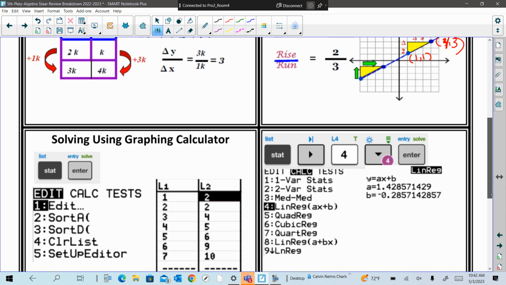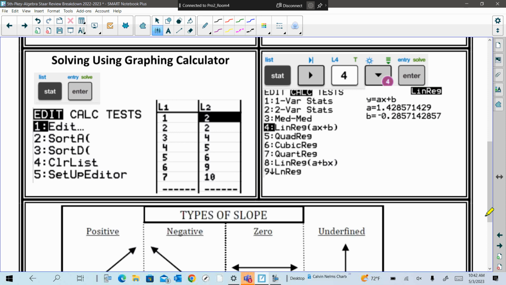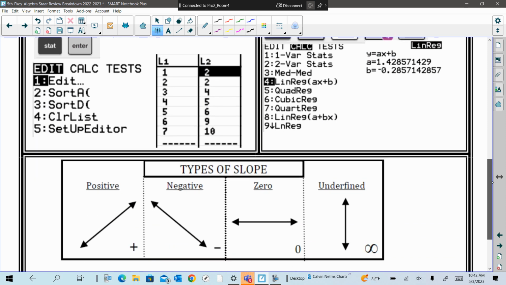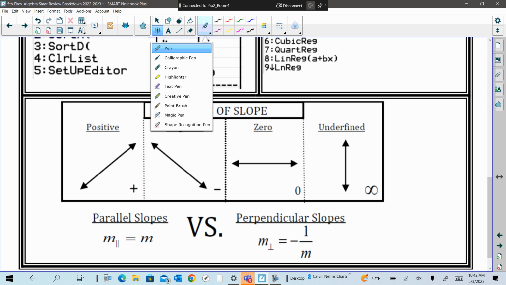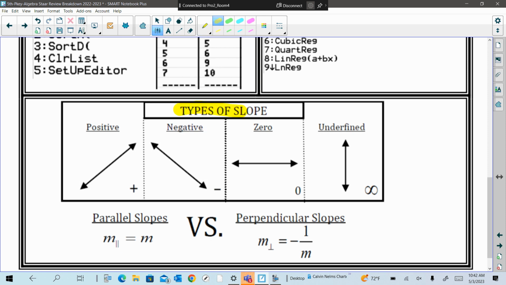So I just gave you the calculator tricks. You could use the list to find your slope if you put your points in a list and then do second calculate linear regression. These are the types of slopes. Make sure you know each type, what a positive looks like. It's increasing from left to right. Negative decreases. Zero slope is a horizontal line. So just remember, for a zero slope, it's a horizontal.